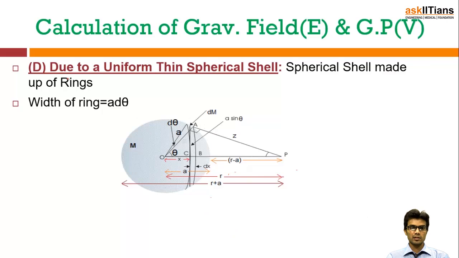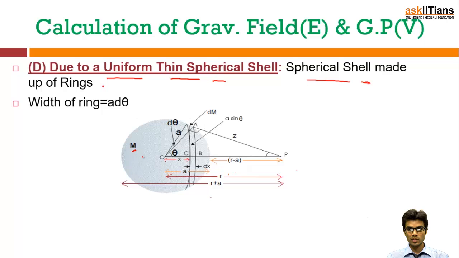The next case is the calculation of gravitational field and gravitational potential due to a uniform thin spherical shell. A spherical shell is made up of rings. Just like a ball, if you take a ball and slice it, you will get lots of rings. So now let us consider a hollow spherical shell of radius a and mass m.